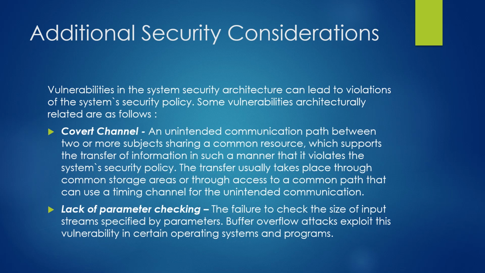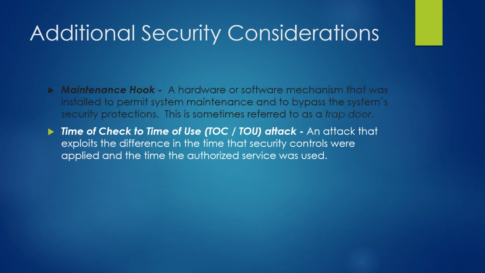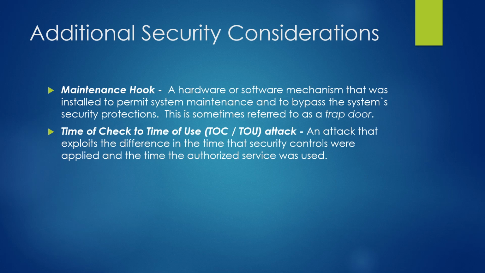Lack of parameter checking: the failure to check the size of input streams specified by parameters. Buffer overflow attacks exploit this vulnerability in certain operating systems and programs. Maintenance hook: a hardware or software mechanism that was installed to permit system maintenance and to bypass the system security protection. This is sometimes referred to as a trapdoor.